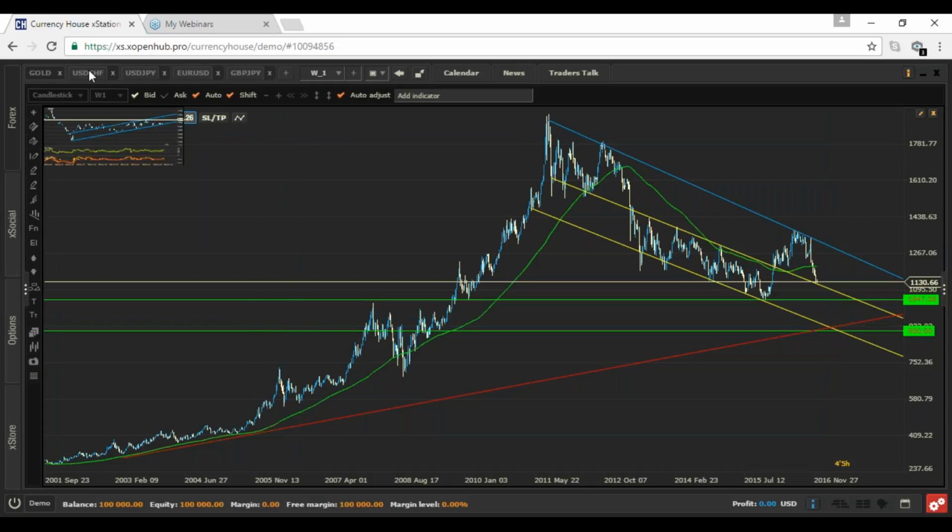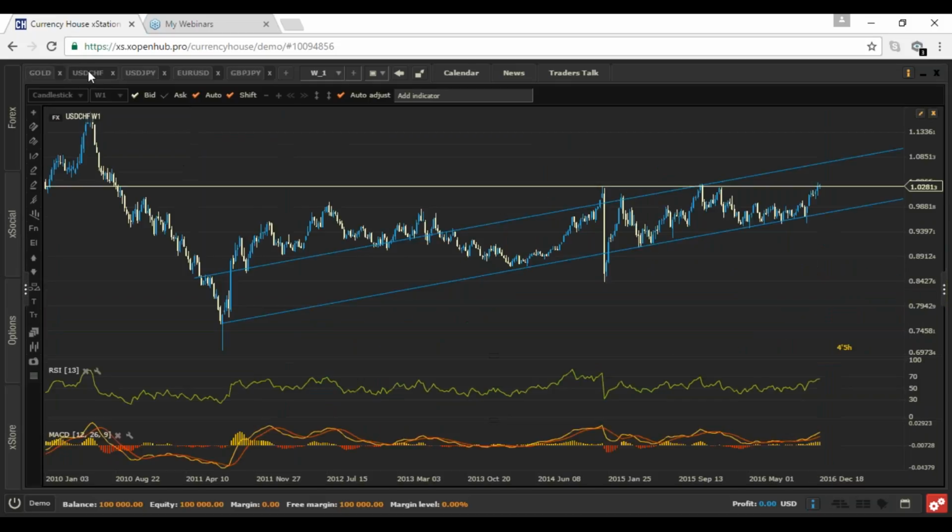Going next, I would like to show you one interesting asset, the Swiss franc. This currency pair is US dollar against the Swiss franc, and fundamentally, you know that there are lots of banks in Switzerland, and lots of people are holding their savings in that country. So the Swiss franc has always been a safe haven asset as well.